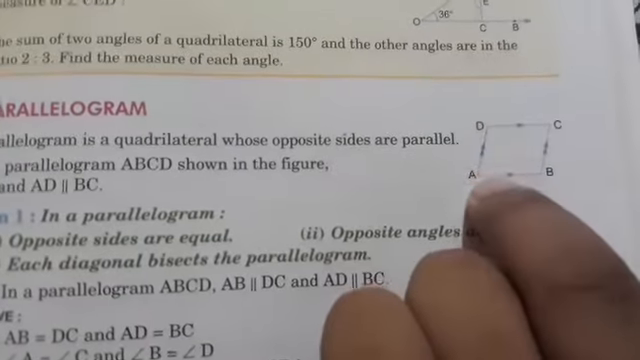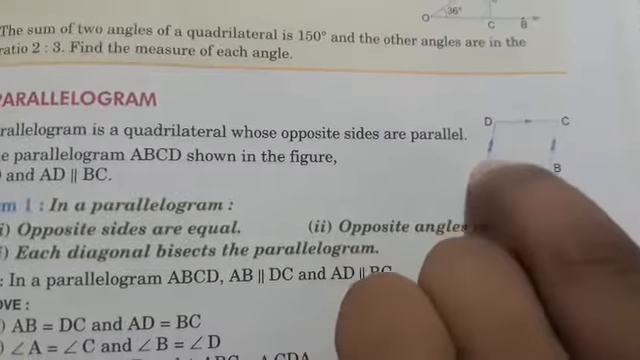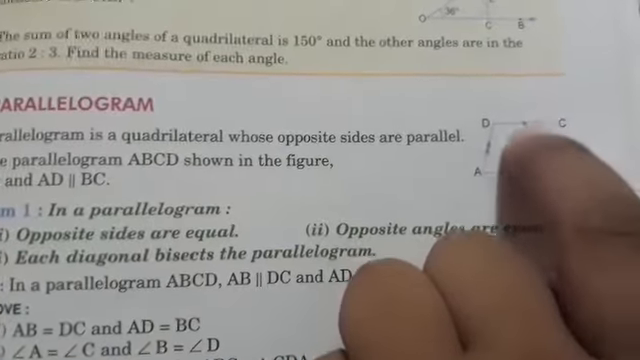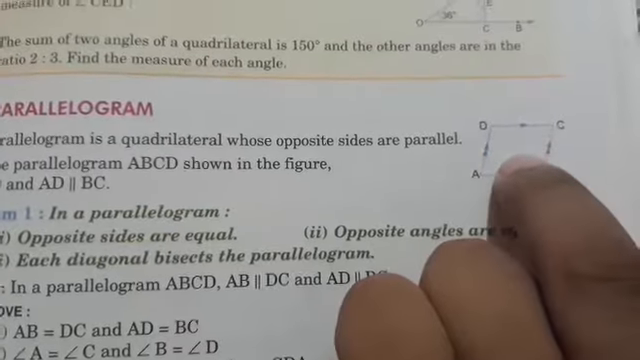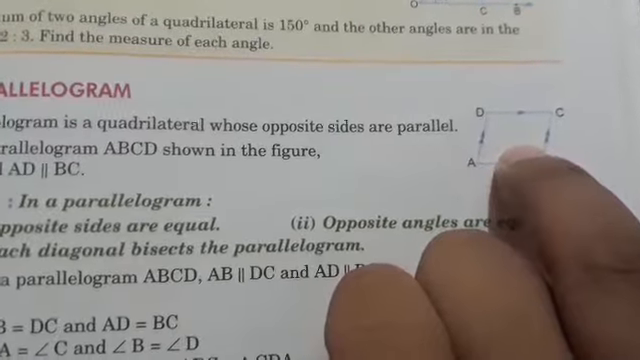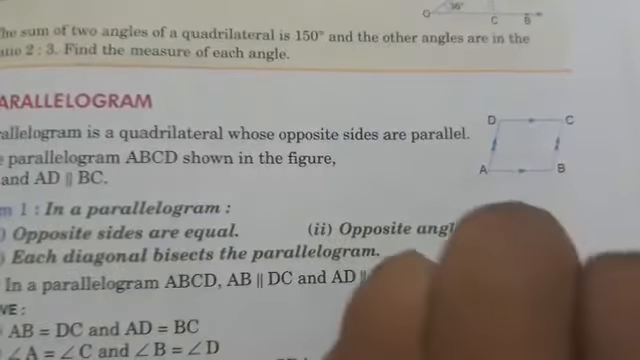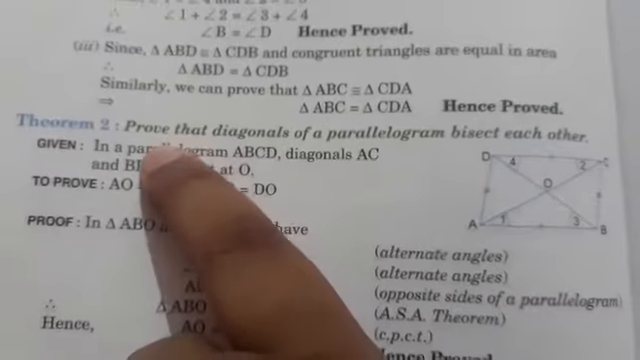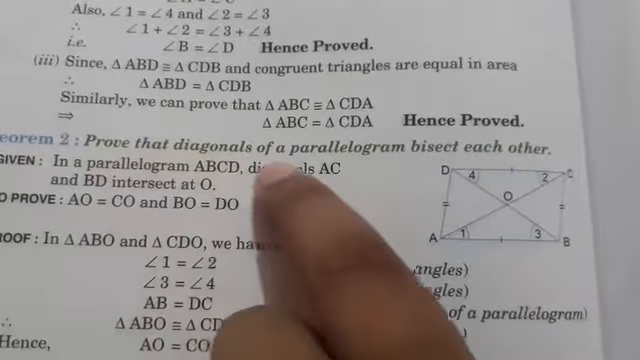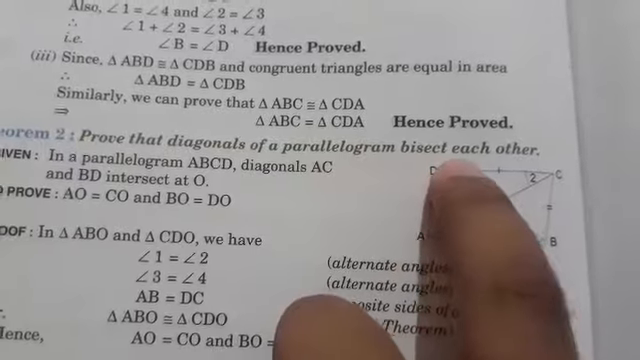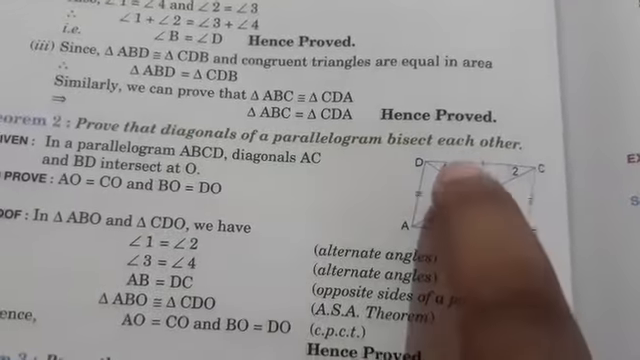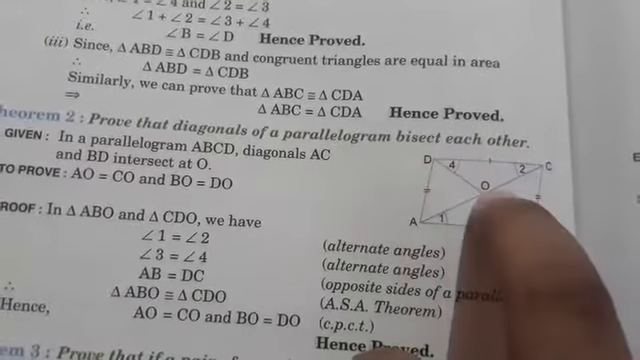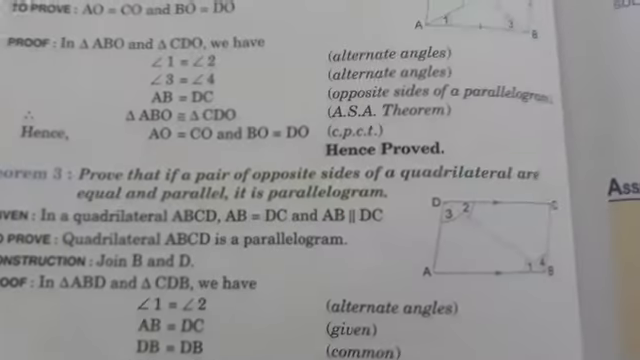This means that when we join A to C, then two triangles are made, ADC and ABC. These are equal in area and same to same. Okay. Now the next property is to prove that diagonals of a parallelogram bisect each other. Then the same property: when we join A to C, then the first triangle and second triangle are same to same. Okay, no need to prove.